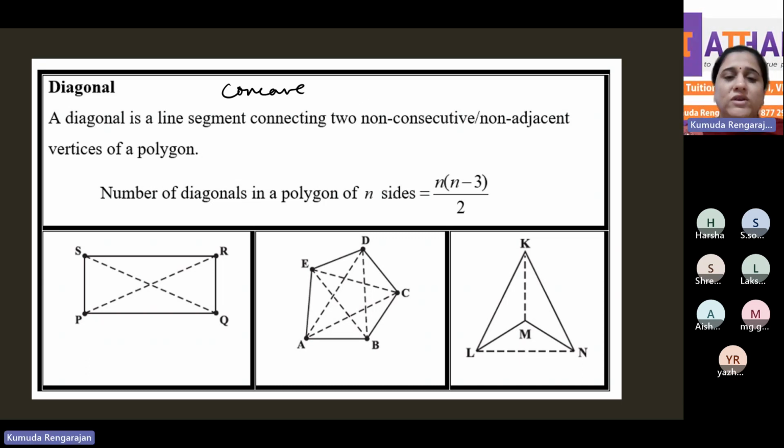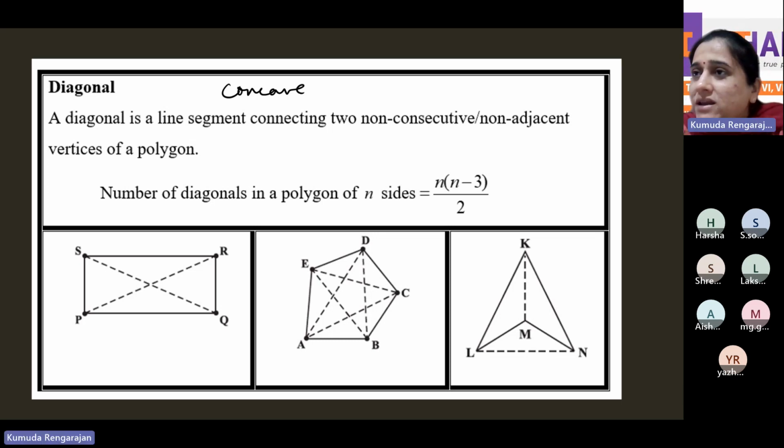Convex polygons are what we normally see. Every interior angle will be less than 180 degrees. A convex polygon is a polygon in which all the interior angles measure less than 180 degrees. If all the interior angles of a polygon measure less than 180 degrees, it's a convex polygon.